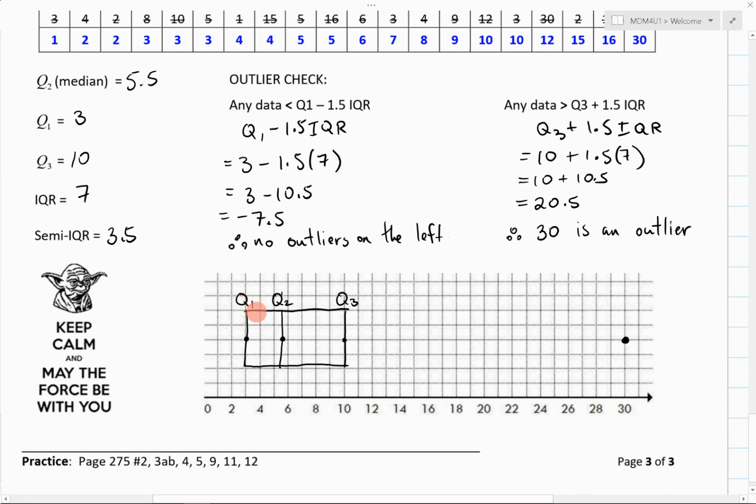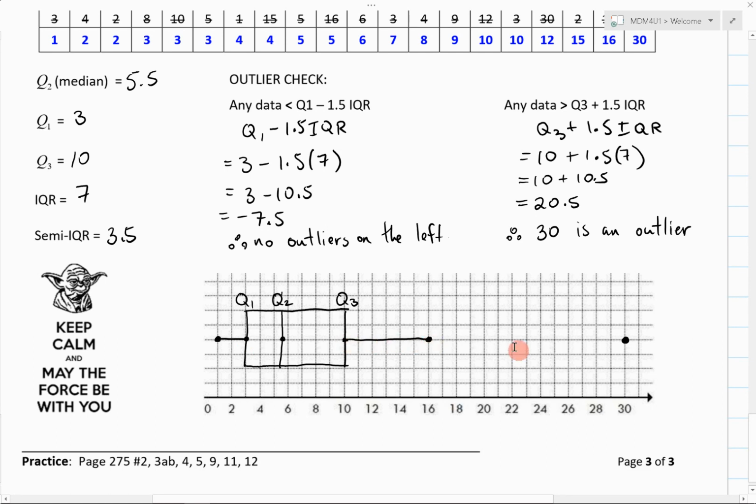Now I need to draw my whiskers. My lowest data value is 1, so I'm looking at the 1 over here. It's the lowest point, so at 1, I'm going to draw a point and create a whisker there. The highest value, with the exception of the 30, is 16. So 16 over here is the next highest number, so I draw my whisker all the way there.